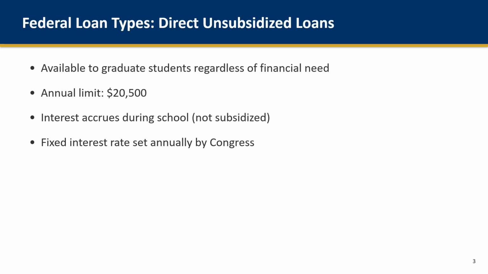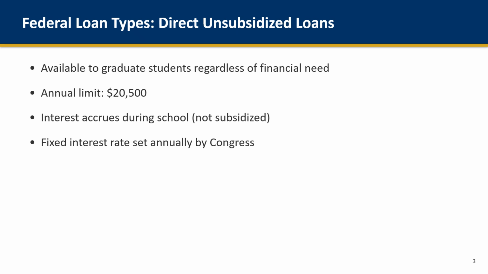Direct unsubsidized loans are the standard federal loan option for graduate students. They're available regardless of financial need. You don't have to demonstrate hardship to qualify. Completing FAFSA and meeting basic eligibility requirements is sufficient. The annual borrowing limit is $20,500. This amount is per academic year, not per program. Multi-year programs allow cumulative borrowing up to aggregate limits.